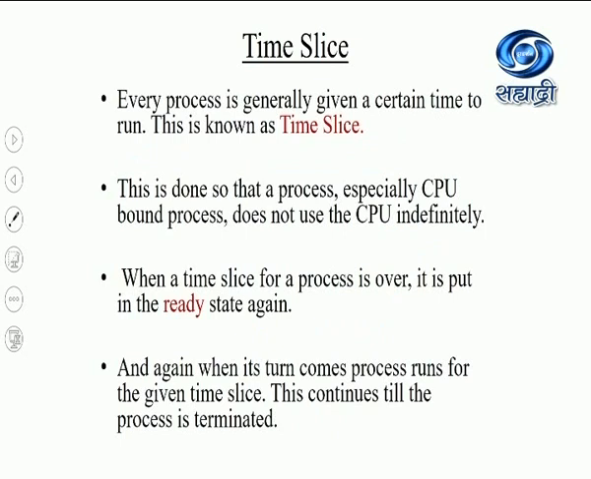Next concept is the time slice. Every process is generally given a certain time to run, and this time is known as time slice. This is done so that a process, especially CPU bound process, does not use the CPU indefinitely. When a time slice for a process is over, it is put in the ready state again. And again when its turn comes, process runs for the given time slice. This continues till the process is terminated.